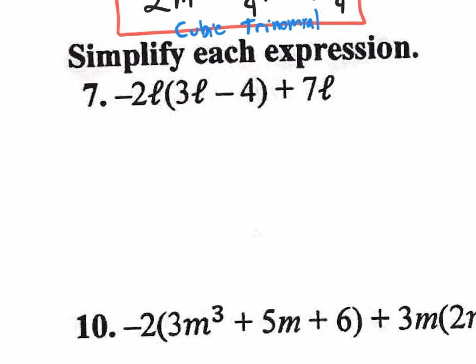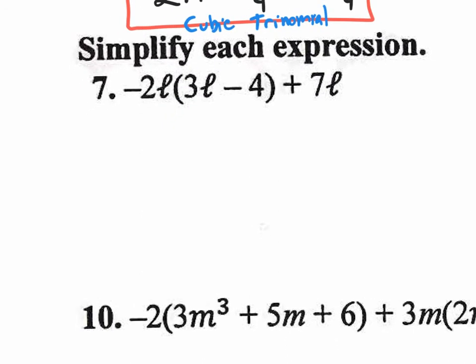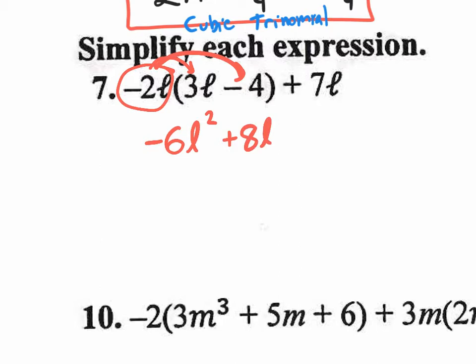Down here it says simplify each expression. So we're going to be distributing first and then combining like terms later. We've already done this in the past. Negative 2L times 3L, that's negative 6 what? L squared. Perfect. Negative 2L times negative 4, what's that? Positive 8L.